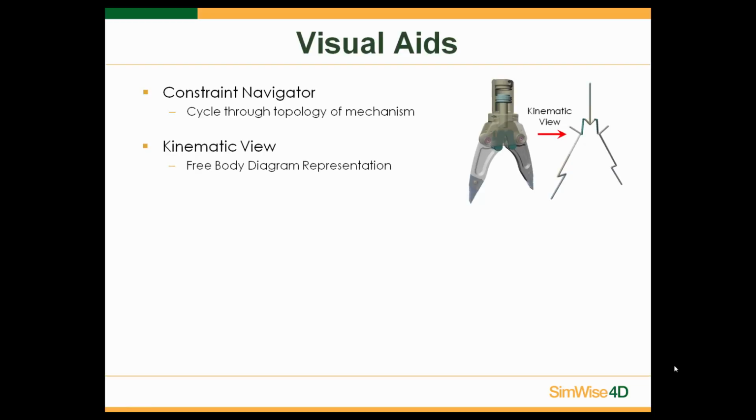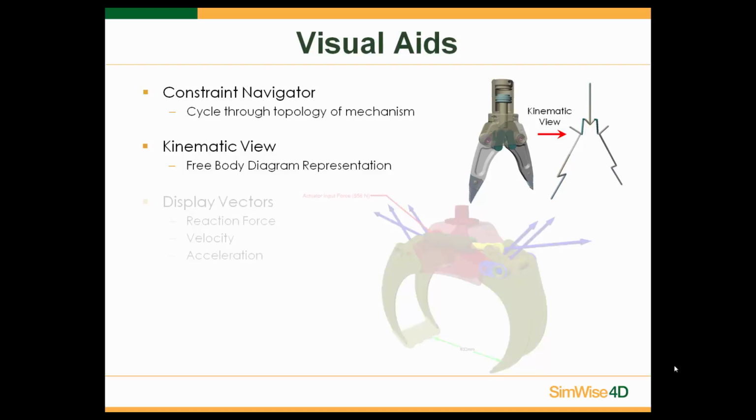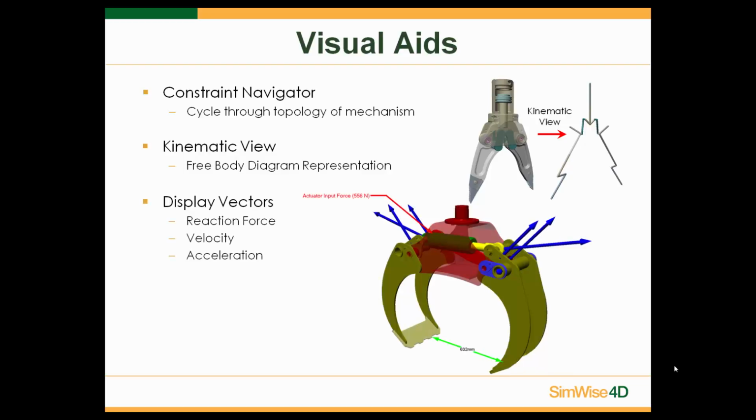The Kinematic View, which gives sort of a free body diagram representation to verify that you have your model connected properly. And then Display Vectors, one of my personal favorites, that allows you to show these vectors, such as these blue force vectors on this grapple, that give you a static snapshot in time or during the entire range of motion of the directions and the magnitude of the forces that are occurring. So it's a great way to visually see what's happening to the model as you also place meters on the screen and have those numerical values to look against.